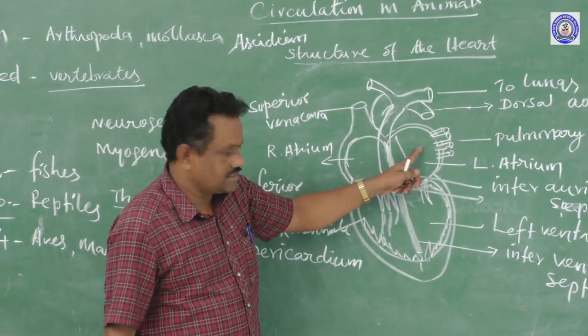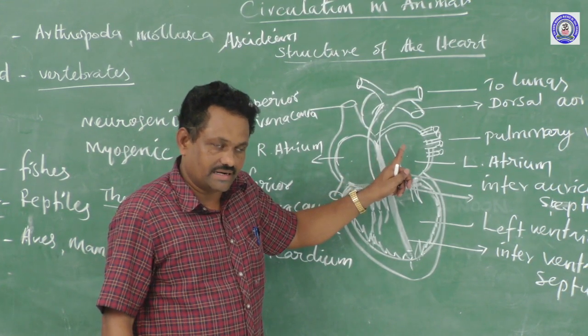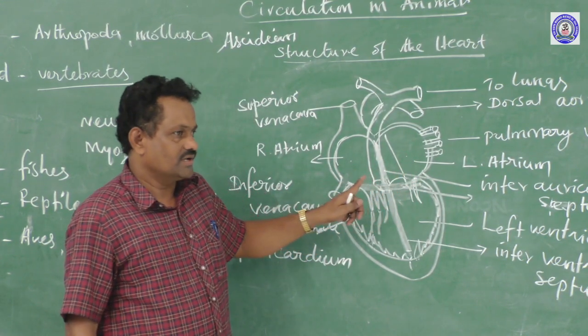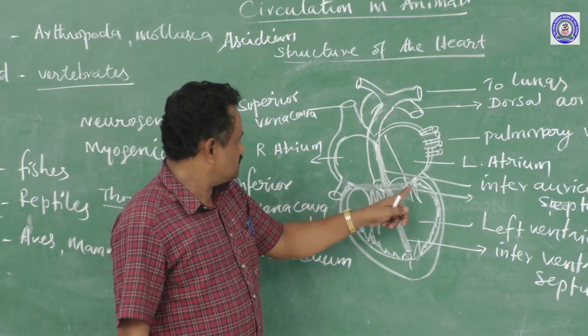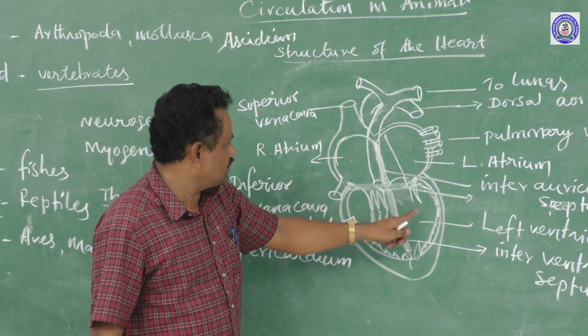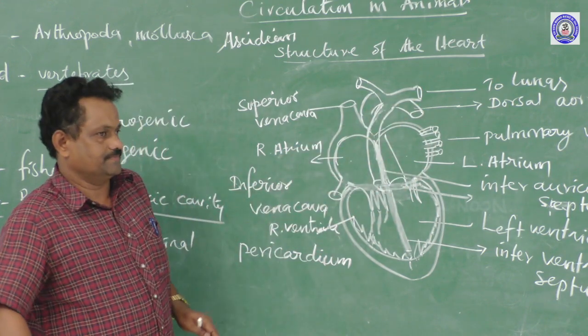The left chambers of the heart contain only oxygenated blood. It is the arterial heart, because it receives and pumps out only oxygenated blood.